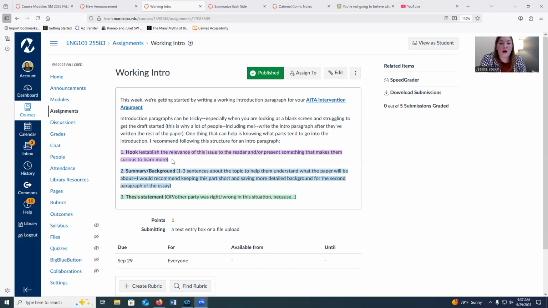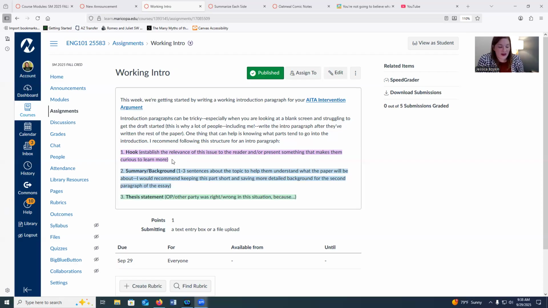The parts that we're looking for are going to be the hook, which is where we're drawing the reader into our arguments, to want to learn more. Background information, which is going to be a sentence, maybe up to 3 sentences. And we probably don't need 3 sentences. Basically, to say just a very quick overview of what the case is about. And so it could be something like a mother and daughter are arguing about blank, right?